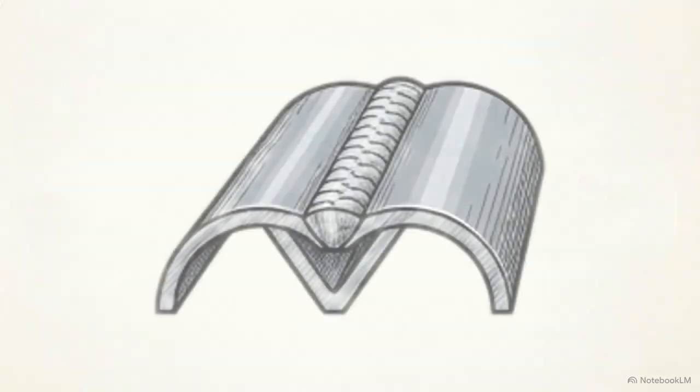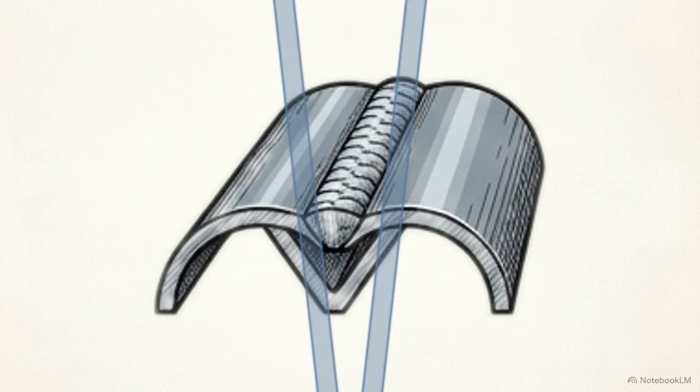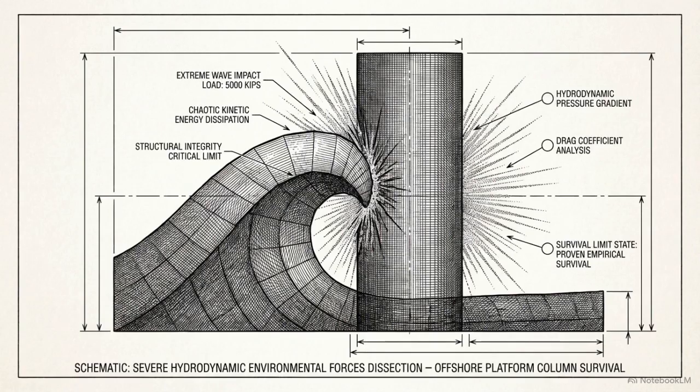They verify the hardness across the unmelted base metal, the melted weld metal, and the heat-affected zone situated directly between them. Theoretical metallurgy is only a hypothesis. Destructive testing is the empirical proof that a weld structure will survive the physical violence of its operational environment.